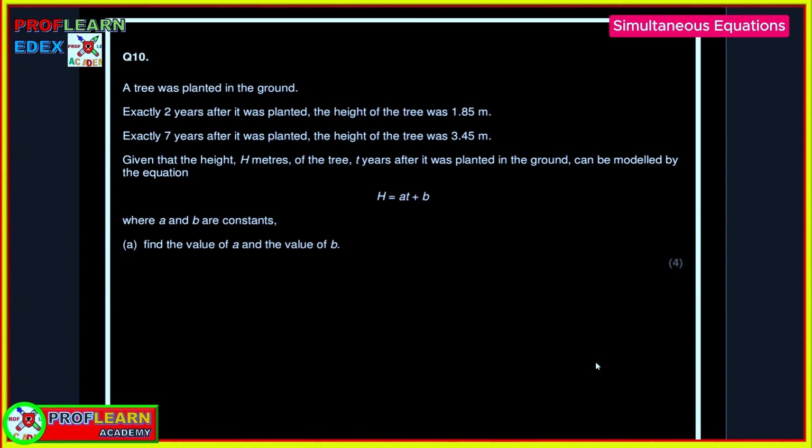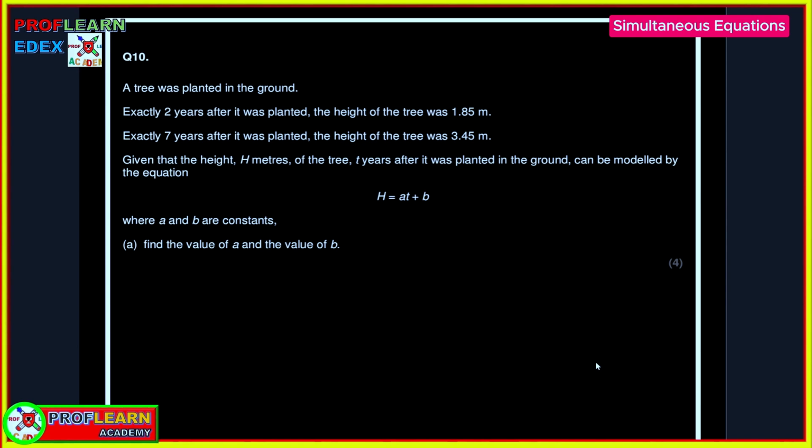A tree was planted in the ground. Exactly 2 years after it was planted, the height of the tree was 1.85 meters. And exactly 7 years after it was planted, the height of the tree was 3.45 meters. Given that the height, h meters, of the tree, t years after it was planted in the ground, can be modeled by the equation h equals at plus b, where a and b are constants, we are supposed to find the values of a and b using simultaneous equations.